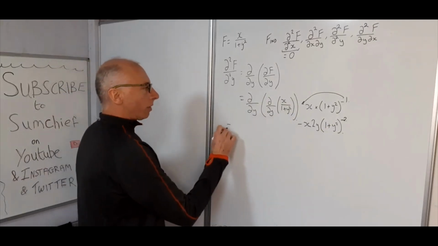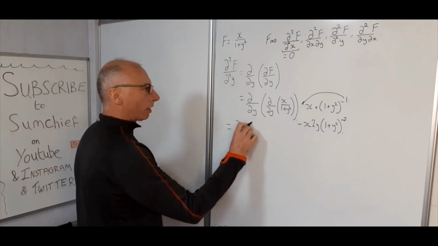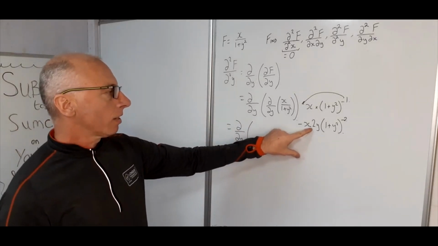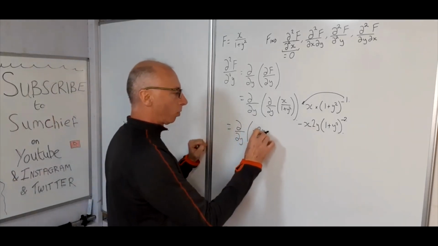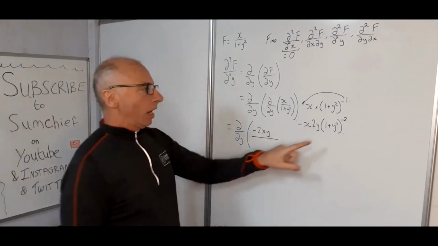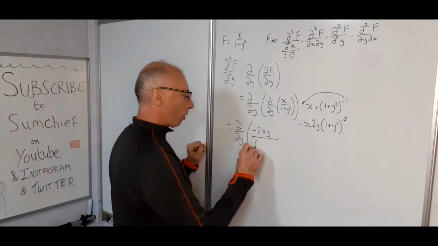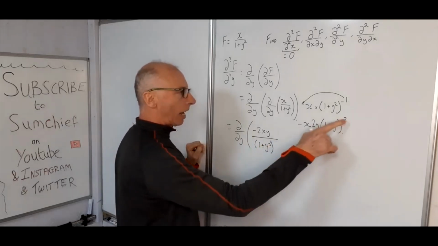So now we can say we've got our partial with regards to y, and what we're left with now is minus x times 2y, so we can just write that as minus 2xy, and then 1 plus y squared to the power of minus 2 is just 1 plus y squared in our denominator and squared.